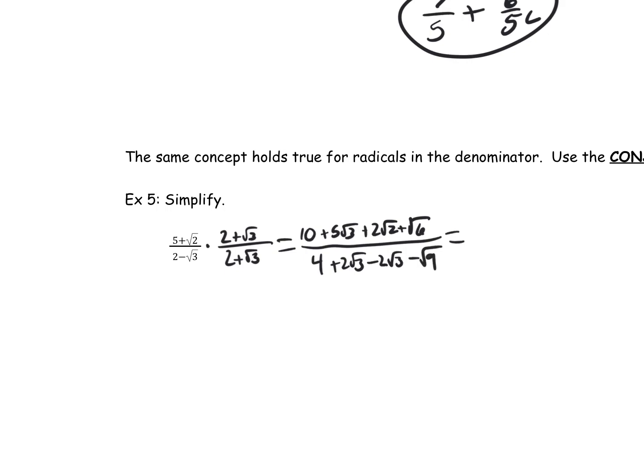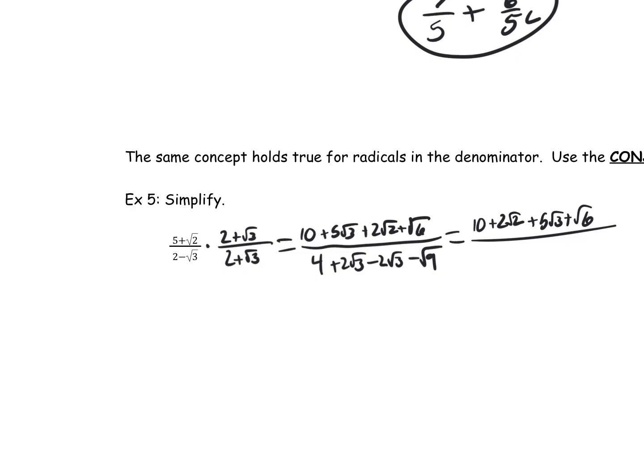So now we are ready to simplify. Well, the top part, there's nothing I can do to simplify that. I could write it in ascending order of the square roots, so 10 plus 5 square root 3 plus 2 square root 2 plus the square root of 6 is really about as simple as I can get it. If I wanted to, I could just change the order around of these middle two to kind of clean it up a little, I guess. 2 square root 2 and 5 square root 3. And that's really all I can do.